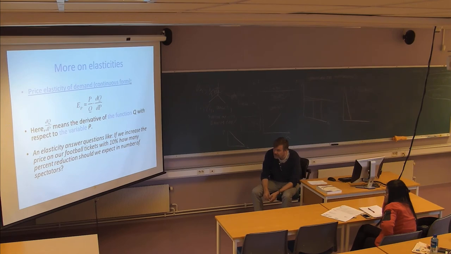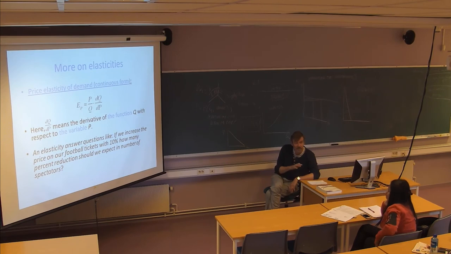And I thought, as the textbook actually mentions this, we could take an example. Before we do that, let's read what it says in the bottom here. Elasticity answers questions like, if we increase the price on our football tickets by 10%, how many percent reduction should we expect in the number of spectators? This is an important question to get an answer on. The local football producer here has an average price of 100 kronas per ticket, and asks, what happens if we do like they do in Trondheim and double the prices? Because in Trondheim, the average price is 200 kronas.